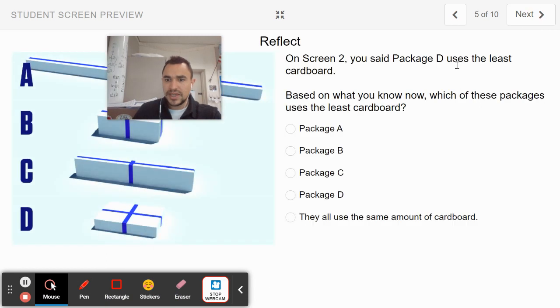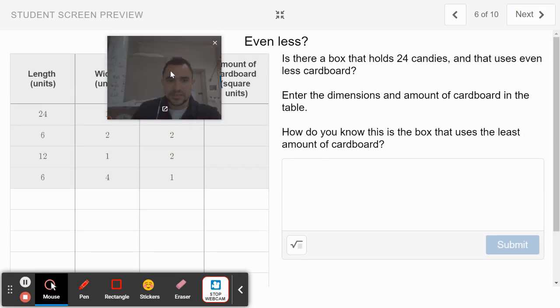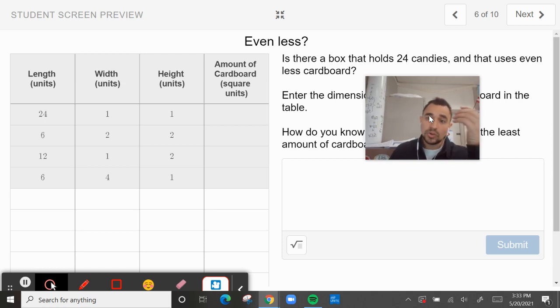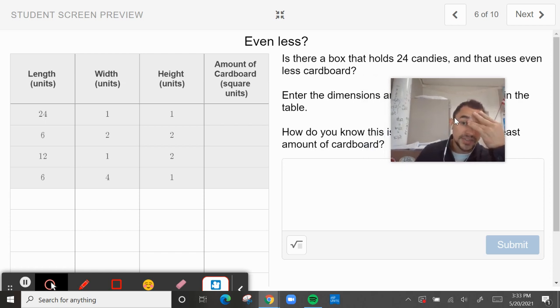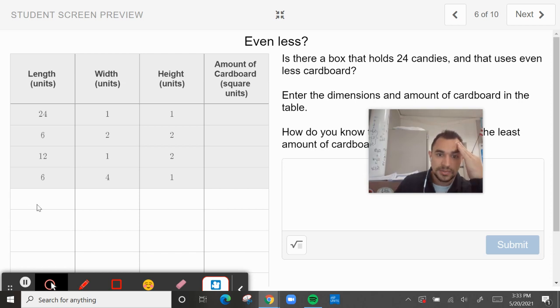Moving on to X. Based on which one uses the least cardboard, it's package B. You changed your mind. Why? Because we found out it was only 56. Next. Is there a box that holds 24 candies and that uses even less cardboard? Enter the dimensions. Okay, so that's what I was thinking about.